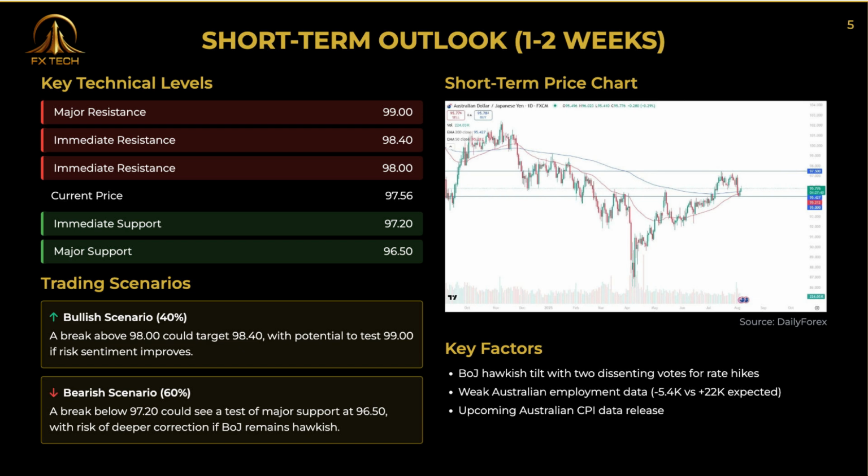In the bullish scenario, which we assign a 40% probability, a break above 98.00 could target 98.40, with potential to test 99.00 if risk sentiment improves.